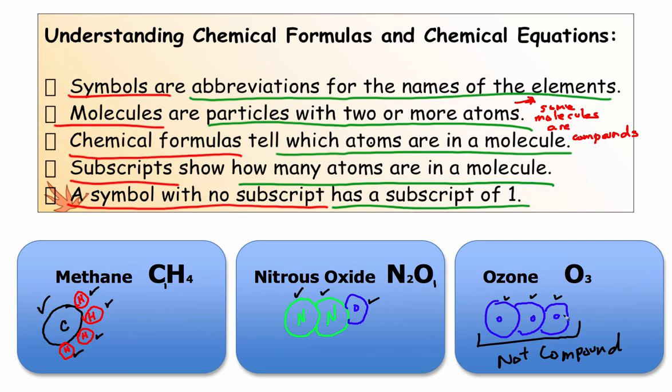However, CH4 is a compound and nitrous oxide is also a compound, because both of these molecules have more than 1 type of atom joined together in the molecule, and when that occurs, it's a compound, because it's a compounded particle made of multiple atoms from different elements.